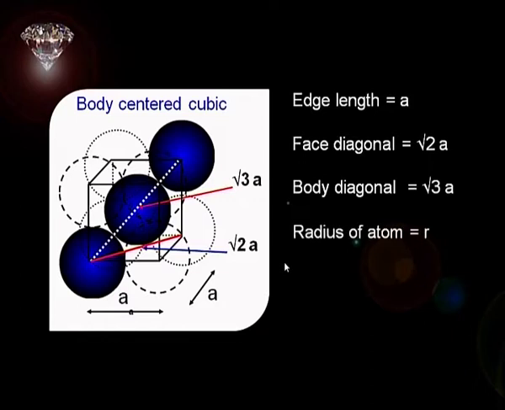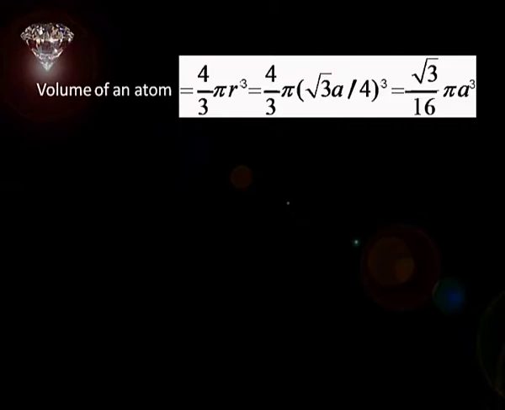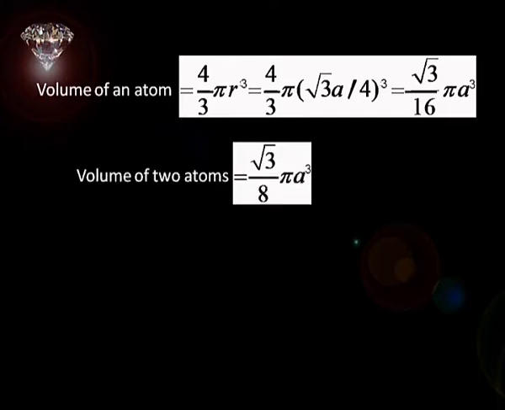That means the radius of the atom is R, and 4R is equal to root 3 a, which is the body diagonal. In other words, R is equal to root 3 a by 4. So, as before, we now compute the volume of an atom, which is 4 by 3 pi r cube. Substituting R as root 3 a by 4, it works out to root 3 by 16 pi a cube. Then the volume of 2 atoms will be twice this amount, root 3 by 8 pi a cube, and the volume of the unit cell as before is a cube.